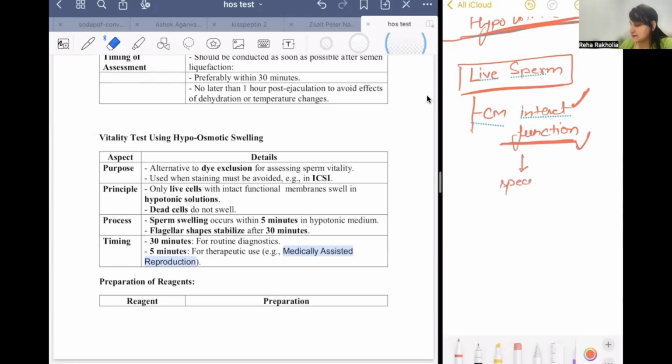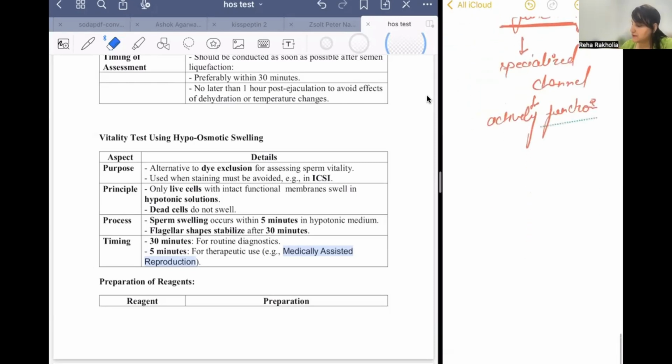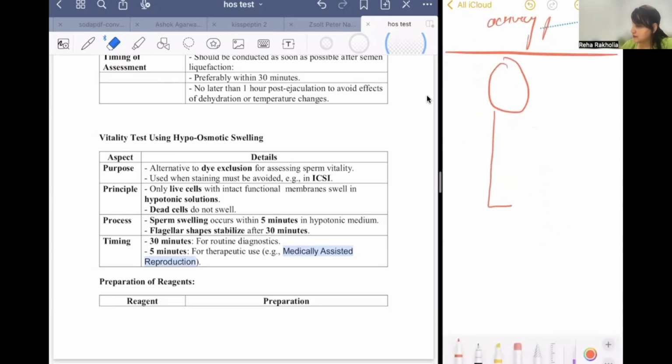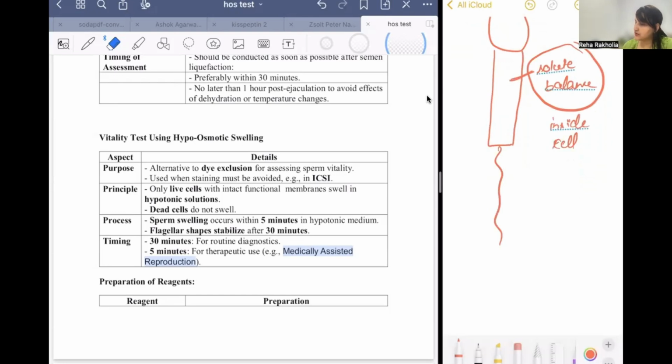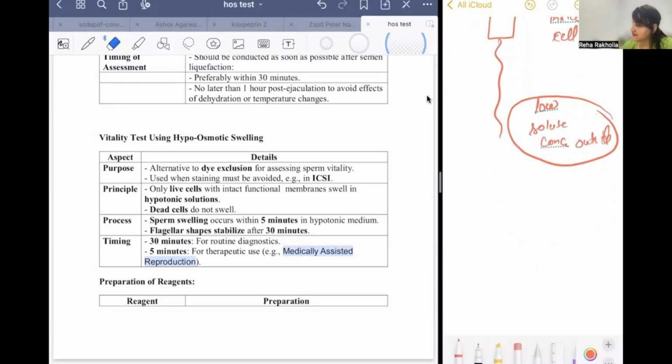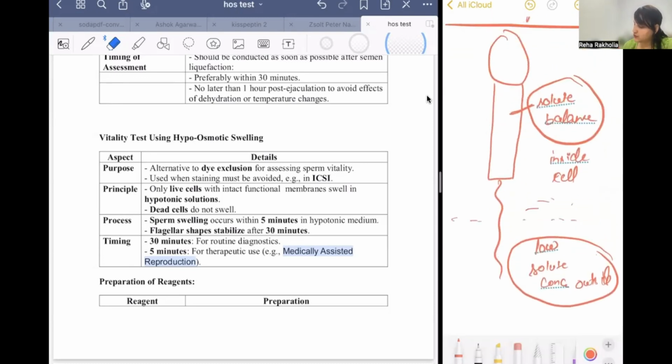So the specialized channels are actively functioning. These channels help maintain the solute balance, like ions inside the cell. Now, when we place the sperm in a hypotonic solution, with low solute concentration outside the cell, water flows inside the sperm due to osmosis.